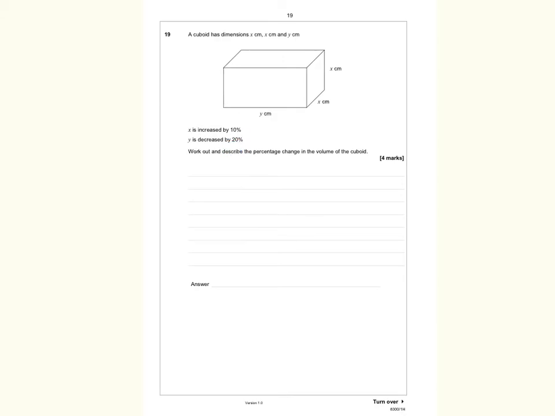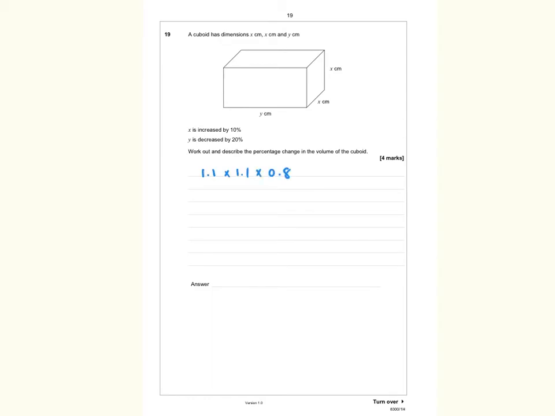So I'm going to ignore the volume part, because it's only telling me work out and describe the percentage change in the volume of the cuboid. Okay, so the volume is going to be x squared y, and then how has that changed? So it's changed by multiplying by 1.1, and then multiplying by 1.1 again, and then multiplying by 0.8. So they're the only numbers I'm going to be looking at. So I'm going to say 1.1 times 1.1 times 0.8.